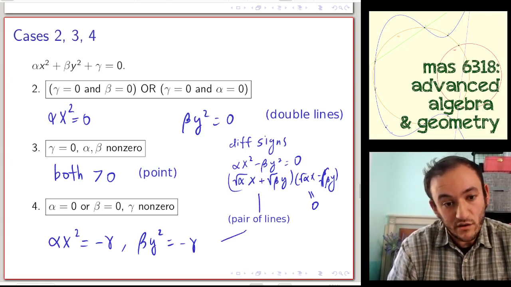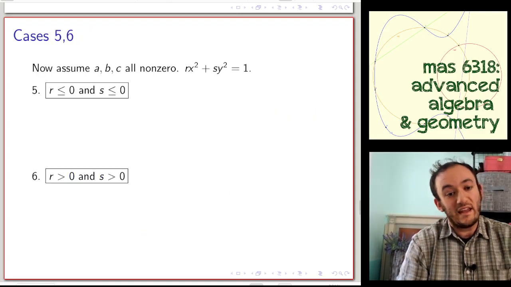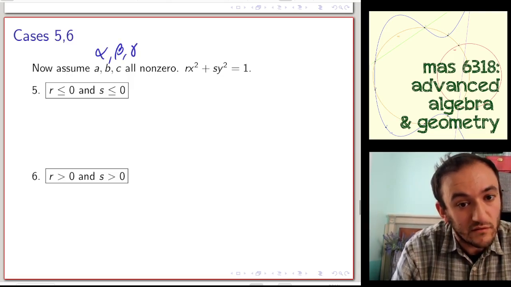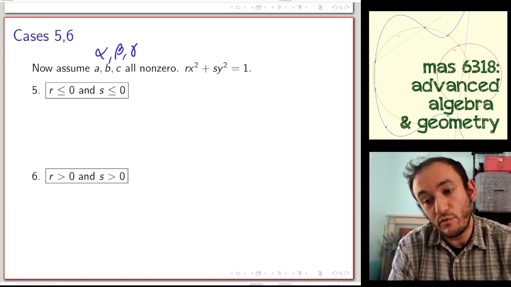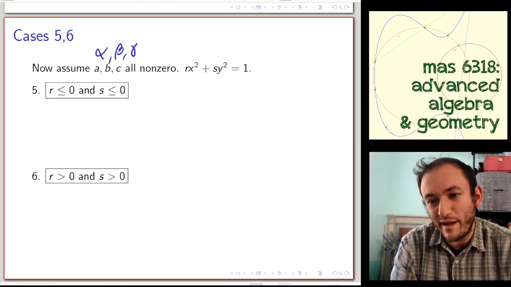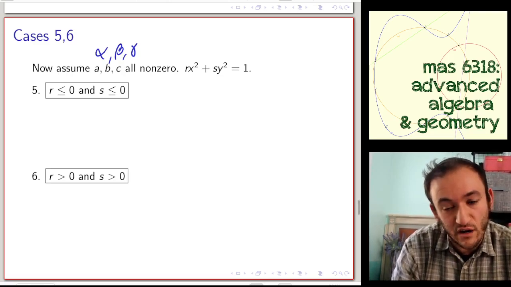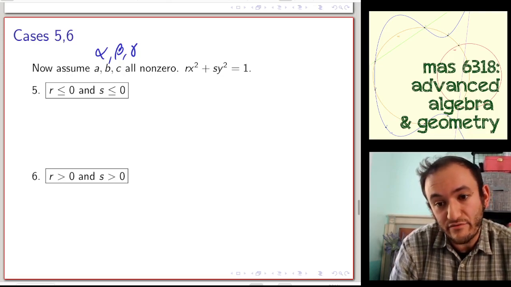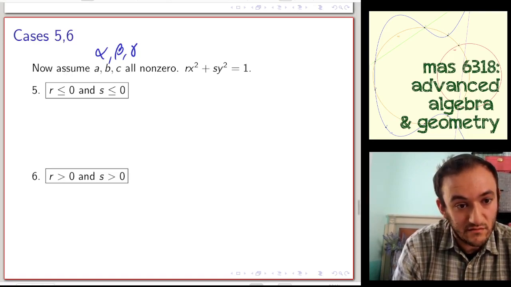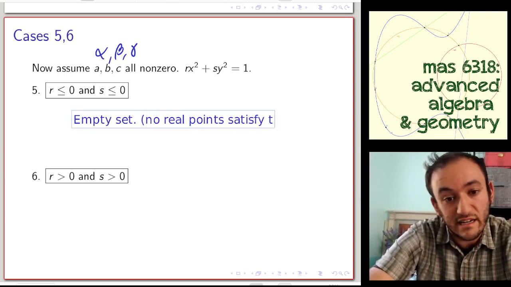Okay, great. So that's covered all of the possible cases where we have zeros. And now we're assuming that all of these are non-zero. This should say alpha, beta, or gamma. So what we're left with, we can divide through by gamma and put it on the other side of the equation. So I guess we would be dividing through by minus gamma. But we're left with rx squared plus sy squared equals 1. If both of these are negative, then you have two negative numbers adding up to 1. This is going to be the empty set. No real points satisfy this equation.